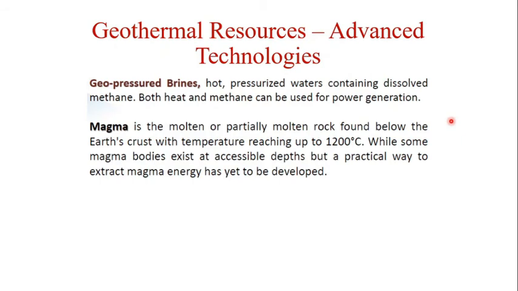Next is geopressured brines. Hot pressurized water containing dissolved methane. Both heat and methane can be used for power generation. And next is magma. It is molten or partially molten rock found below the earth's crust with temperatures reaching up to 1200 degrees Celsius. While some magma bodies exist at accessible depth, a practical way to extract magma energy has yet to be developed.